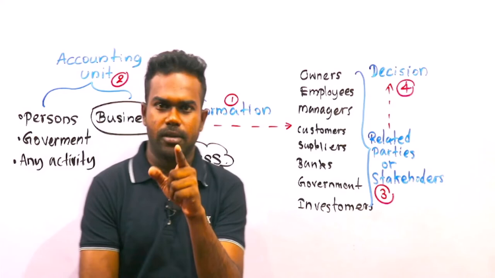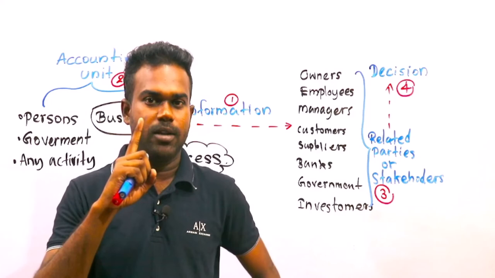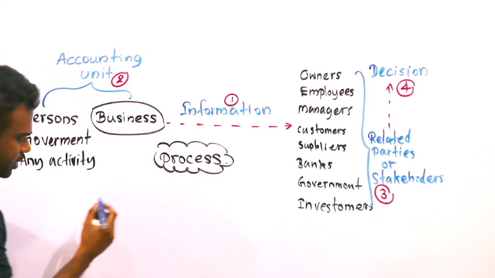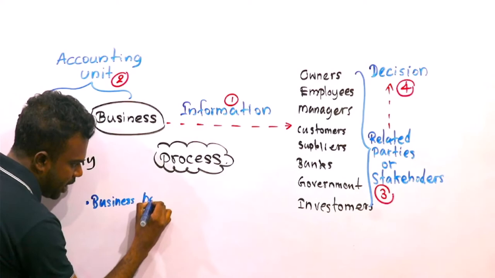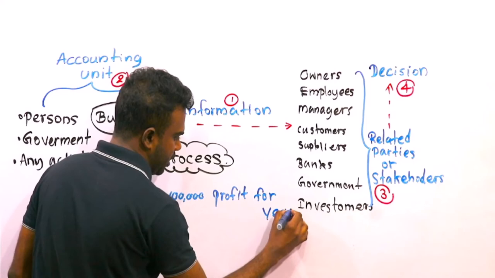Information. Look at here, providing information to these parties, no? Right, information means... I will tell you two examples of information. First one: business had 100,000 profit. I will write it down. Business had 100,000 profit for the year, right? That is one information. Then another one.